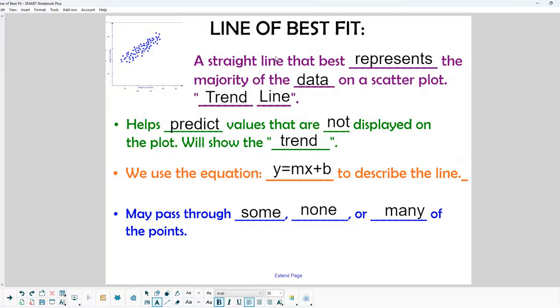It helps us predict values that are not displayed on the plot, but it will also show a trend. We use the equation y equals some number times x plus or minus a constant to describe the line. Remember y equals mx plus b? We covered that a lot in the past. The line may pass through some, none, or many of the points, but we will still use the data from the points to help create this line.